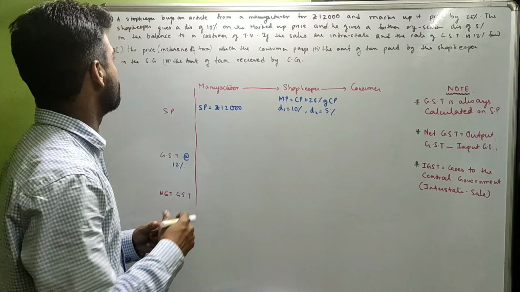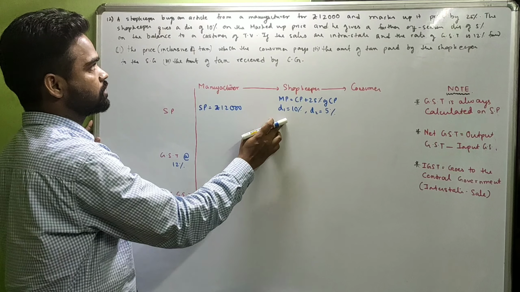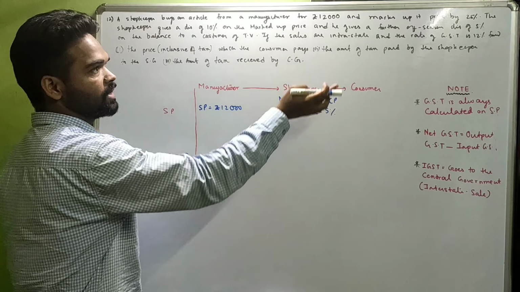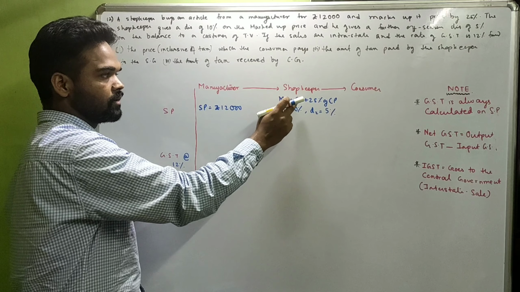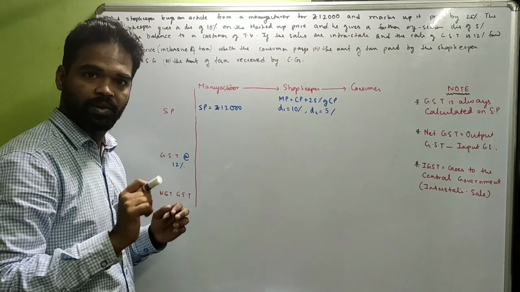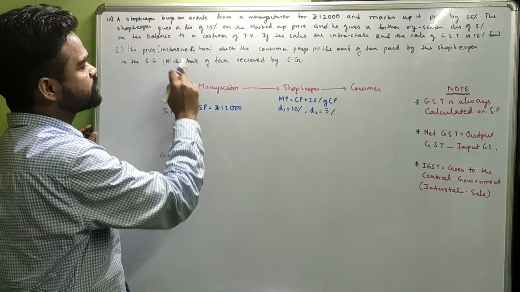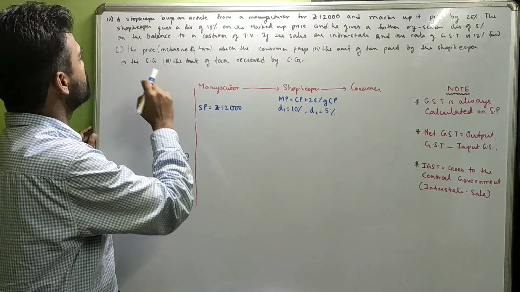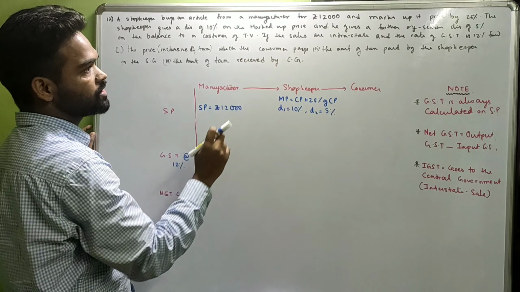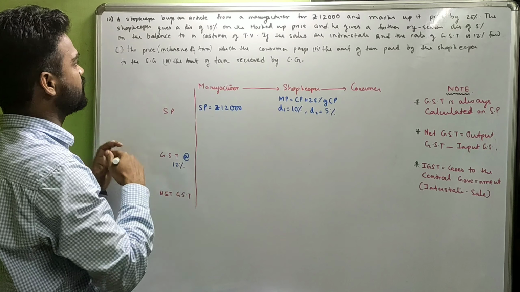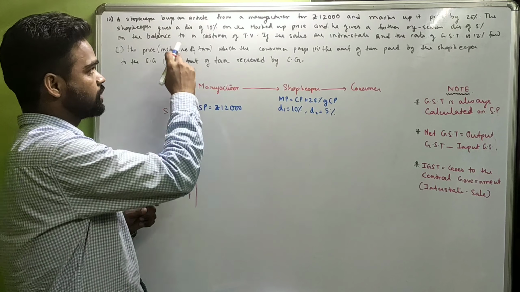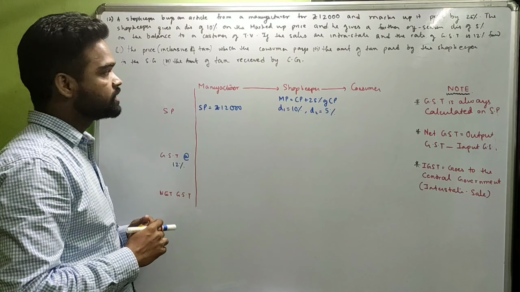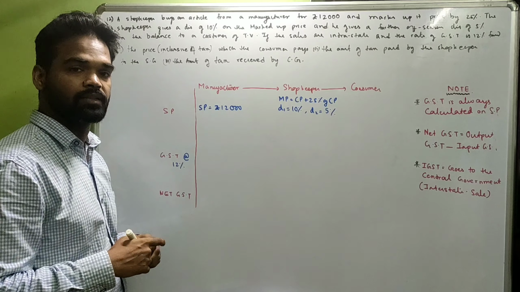Now look at sum number 12. It says a shopkeeper buys an article from a manufacturer for rupees 12,000 and marks up its price by 25%, which means the mark price will be the cost price for the shopkeeper plus 25% of the cost price. And he gives a discount of 10% on the mark price, and he gives an off-season discount of 5%. Very nice. If the sales are intrastate and the rate of GST is 12%, find the price which the consumer pays inclusive of tax, the amount of tax paid by the shopkeeper to the state government, and the amount of tax received by the central government.